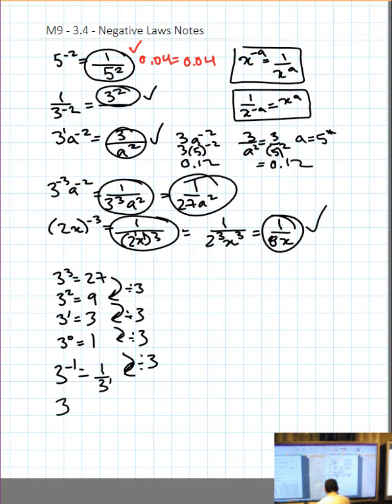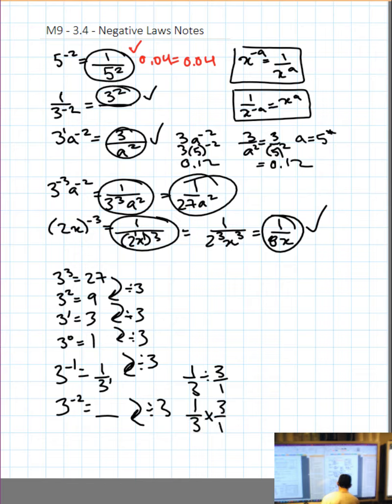Okay, this is fun. 3 to the negative 2 equals what? Well, start off with a fraction. We know the pattern has to divide by 3, but what's 1/3 divided by 3? Well, let's figure that out. 1/3 divided by 3, 3 over 1. Flip and multiply, 1 over 3 times 3 over 1. Cross cancel, 3 divided by 3 is 1.